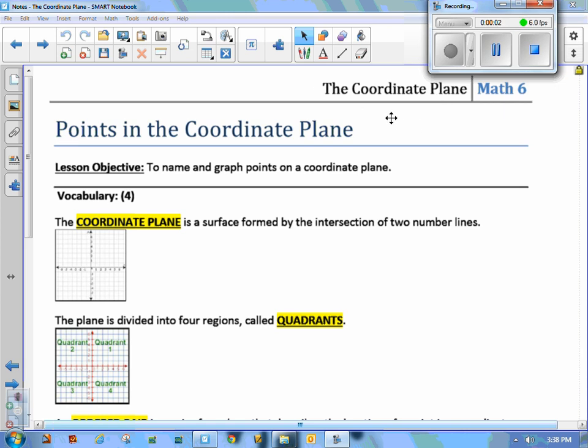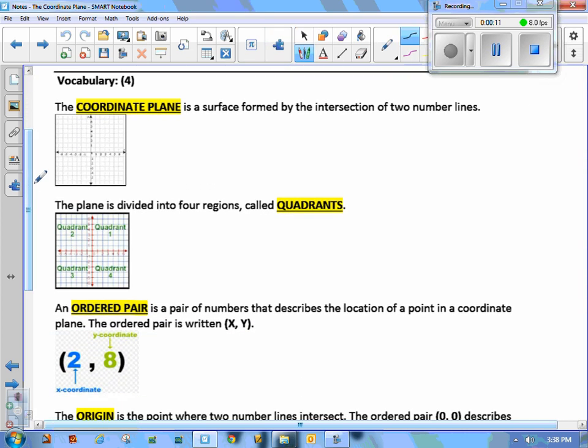Unit 7, the coordinate plane. Lesson 1, points in the coordinate plane. We're going to start out with 4 vocabulary words. First one is a coordinate plane. We need to know what that is if we're going to be finding points on it.